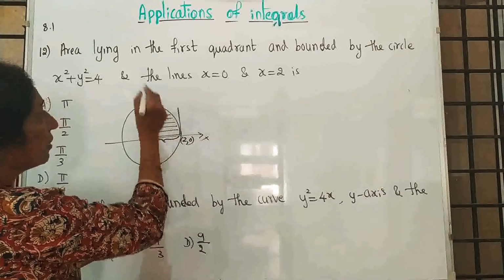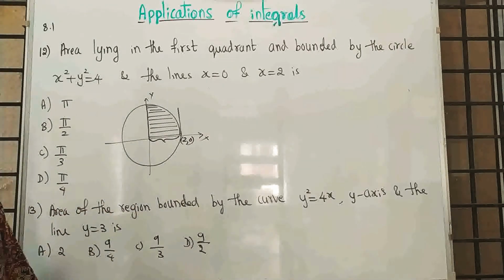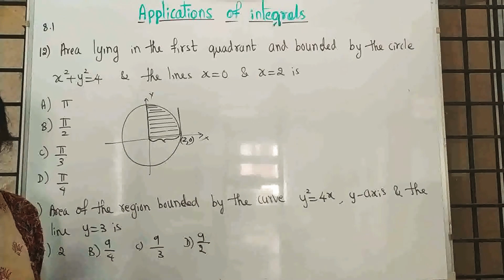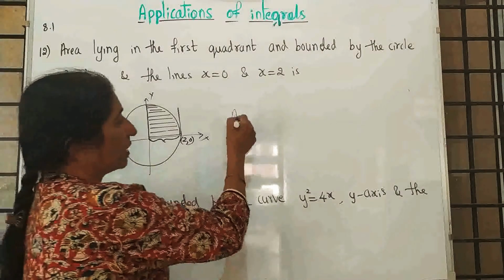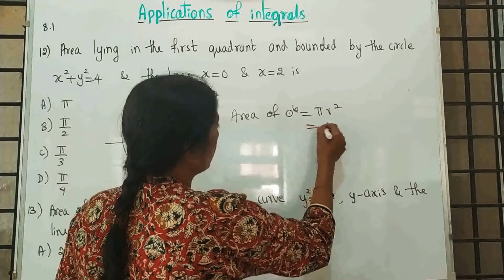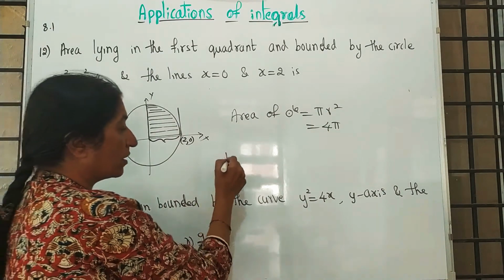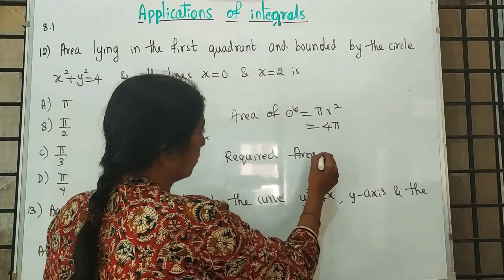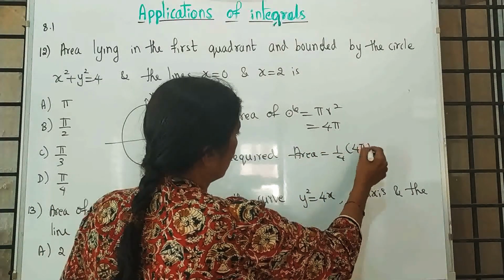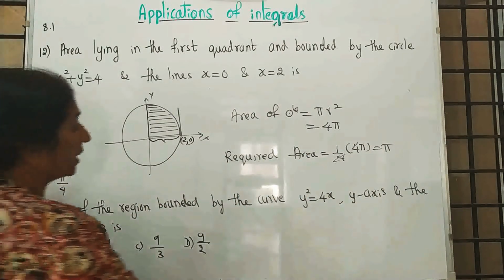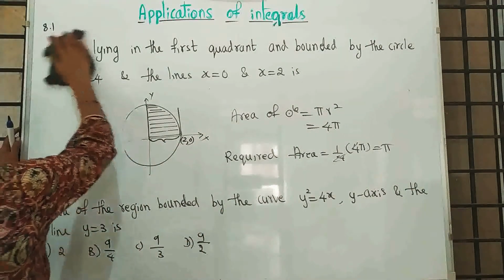See, even though it comes in the integration chapter, it is a multiple choice question, so without integration also we can solve. This is a 1/4 of the area of the circle. What is the radius of the circle? Radius of the circle is 2. Area of the circle is pi r square. Here r is 2, so 4 pi. But the required area is 1/4 of the circle. That is, the 4 cancels. It is pi. Very simple, without integration.